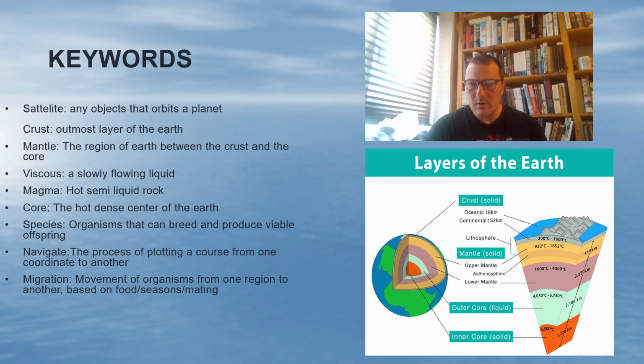Then a few keywords are introduced that we're going to use a lot in the later chapters. Species, which is an organism that can breed and produce viable offspring. Navigation, which is the process of plotting a course from one coordinate to another. And migration, which is the movement of organisms, quite often a large number, from one region to another based on food, season, mating habits, and so on. These are mentioned here because they say in the chapter that many organisms use the Earth's magnetic field for their navigation.